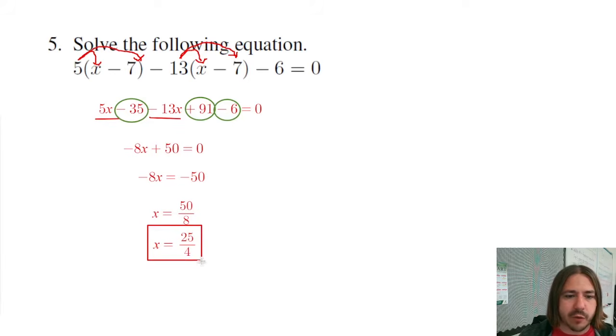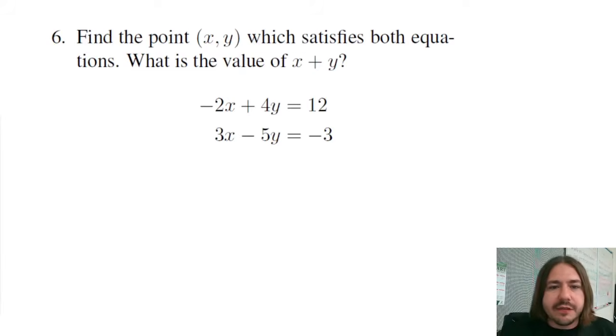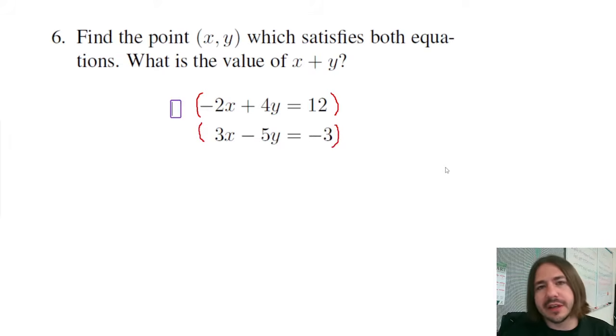It's 25/4. Number 6 says find the point which satisfies both equations and what is the value of x plus y. So first we have to actually find what x and y are. We have a system of equations here, and although there are a few different ways we can solve systems of equations, I think the way to go for this one is the method of elimination. If you're not familiar with that method, I would highly suggest you Google it. There are other methods for solving systems like substitution or graphing, but I think elimination is going to be the easiest one to do here.